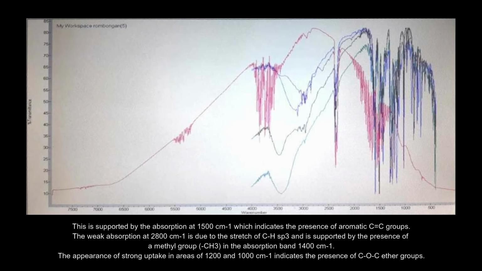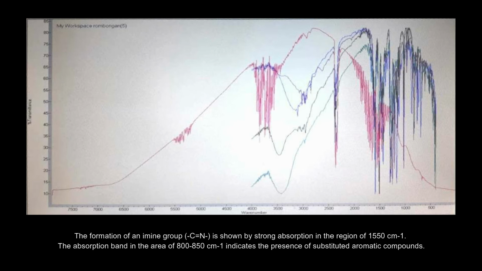Weak absorption at 2800 per centimeter is due to the stretch of CH-sp3, and it is supported by the presence of a methyl group in the absorption band at 1400 per centimeter. The appearance of strong absorption in the area of 1200 to 1000 per centimeter indicates the presence of a C-O-C ether group. The formation of an imine group is shown by strong absorption in the region of 1550 per centimeter. The absorption band in the area of 800 to 850 per centimeter indicates the presence of a substituted aromatic compound.